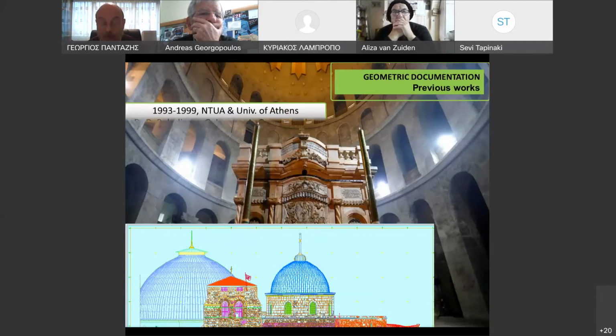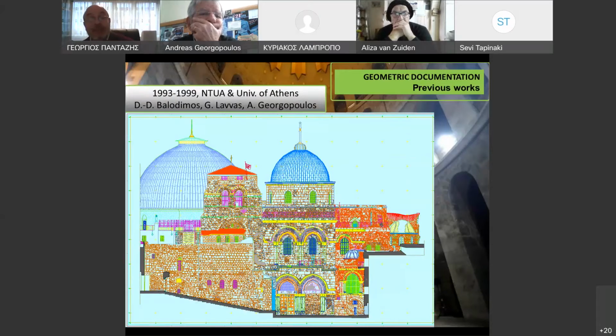Two decades previous, in the years 1993-1999, the laboratories of general geodesy and photogrammetry of the National Technical University of Athens undertook and executed the complete geometric documentation of the Church of the Holy Sepulchre for the Greek Orthodox Patriarch. In this slide, we can see a result of this documentation by using geodetic and photogrammetric methods.